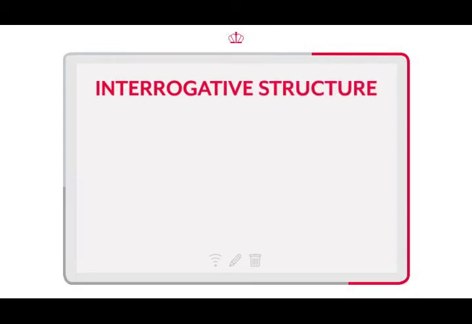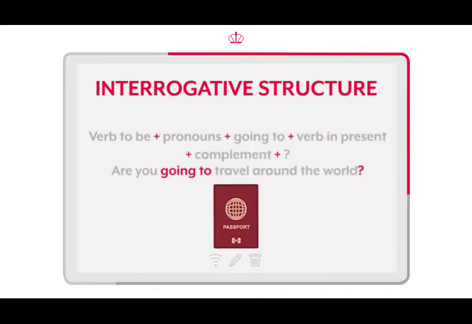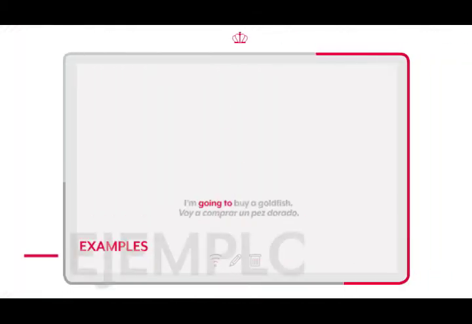Last but not least, in the interrogative form, we have to place the correct form of the auxiliary verb to be at the beginning of the sentence, then the subject or pronoun plus going to. Por último, pero no menos importante, es la forma interrogativa. Colocamos el auxiliar del verbo to be correspondiente al principio de la oración, después el sujeto o pronombre más el going to.